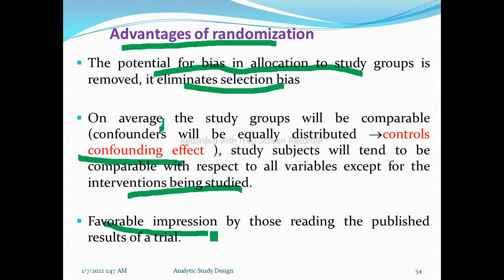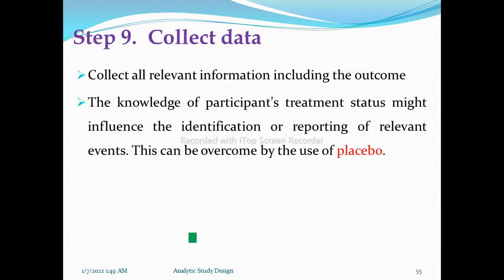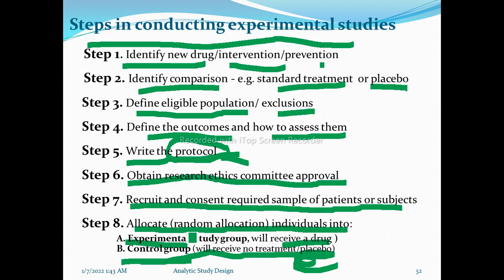The other is a favorable impression on those reading the published result of the trial. So great reliability and confidence in the paper should be conveyed. Meaning the reader or audience will be attracted to the study because randomization minimizes confounding effect or bias. Step 8 is allocation or randomization, which we have seen.